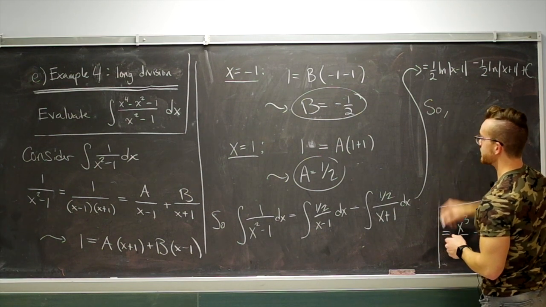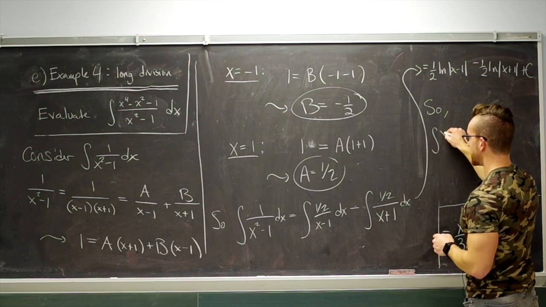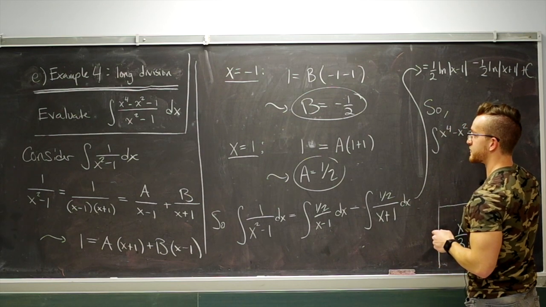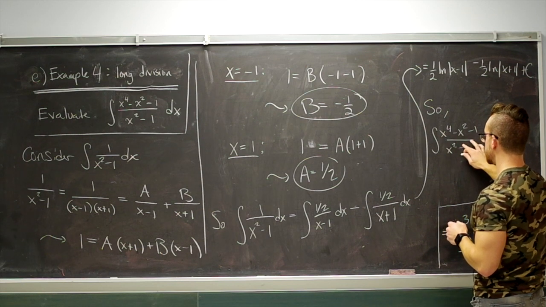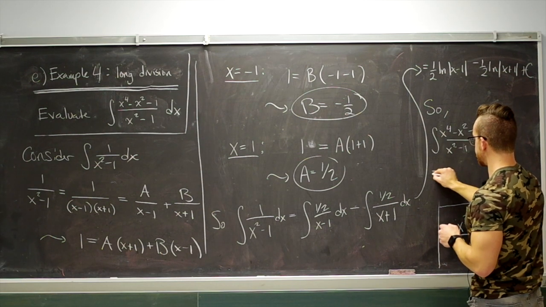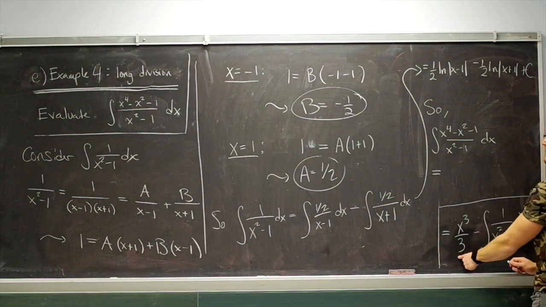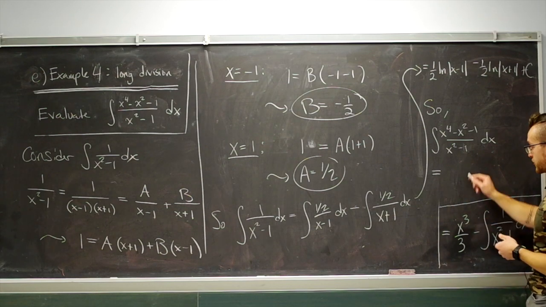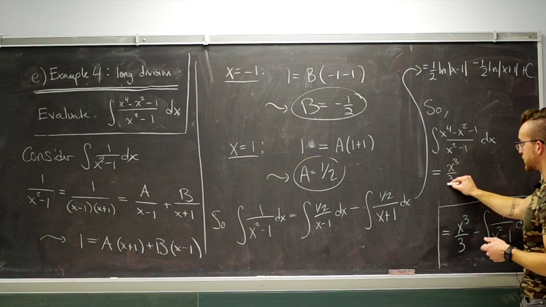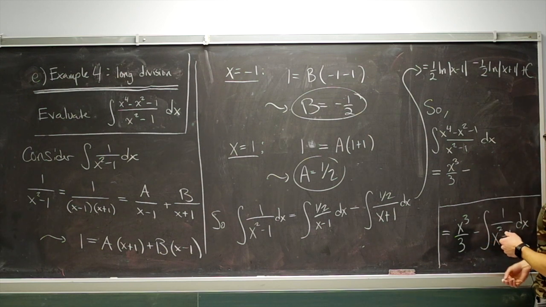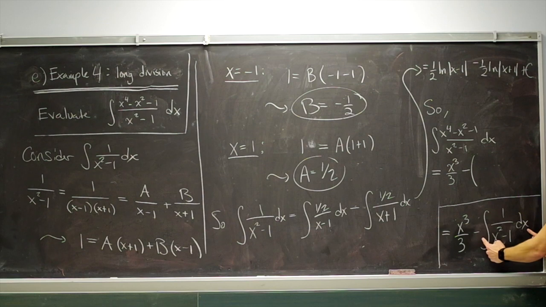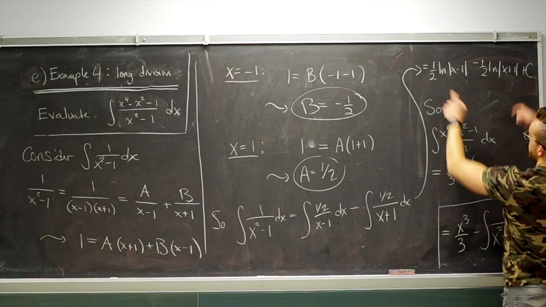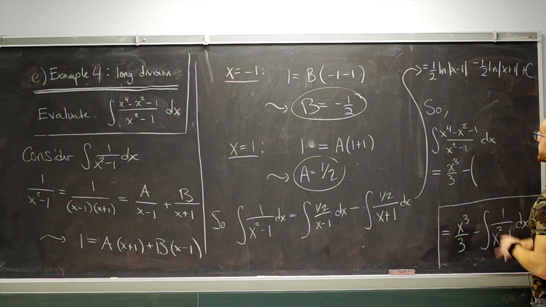So to summarize, the original integral that we started with, which is x to the 4th minus x squared minus 1 over x squared minus 1 dx is, we had this x cubed over 3 term. That came from the x squared term when we divided the two polynomials. x cubed over 3 minus this integral, which is where the partial fractions came into play. So this antiderivative here was this expression. So I'll just pop this in these parentheses, and that'll do it.